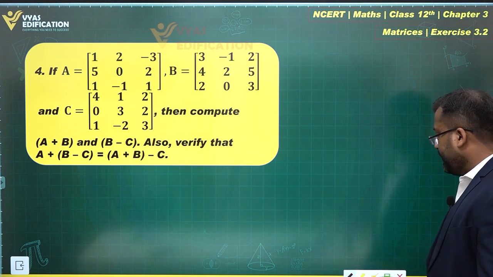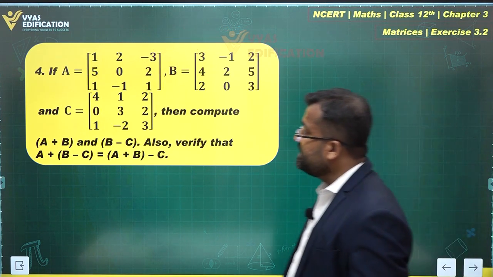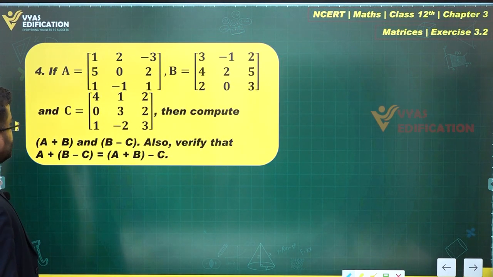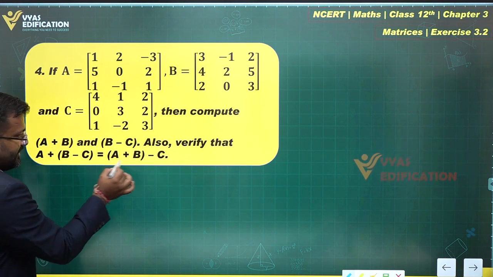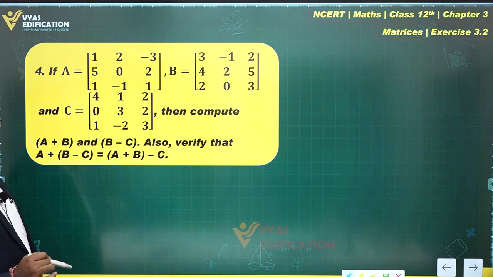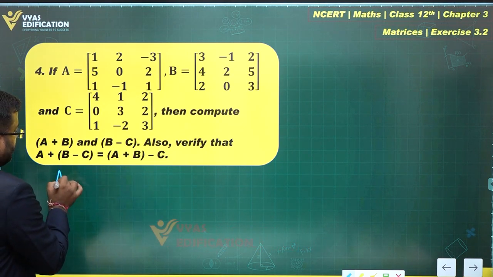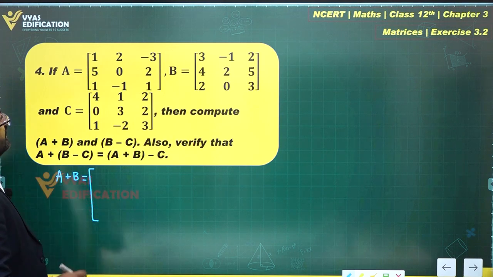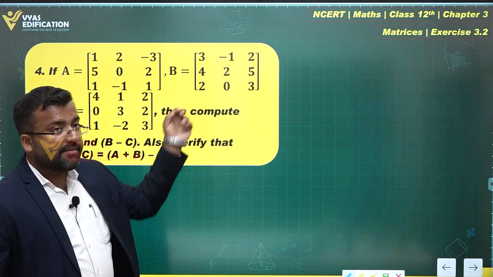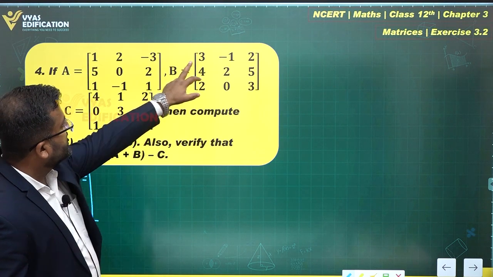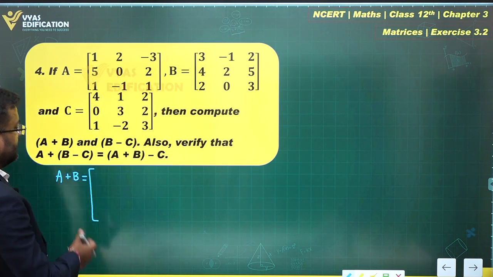So, first of all, can we find A plus B and B minus C very easily? Yes. A plus B is something we require over here as well, and B minus C is something that we require over here. So we'll find A plus B first. A is a 3 by 3 matrix, B is a 3 by 3 matrix. The sum of these two matrices is obtained by adding the corresponding elements. Okay, let's add them together.